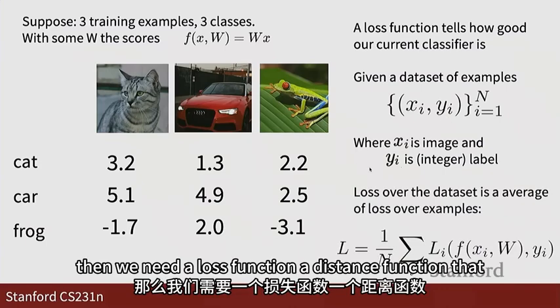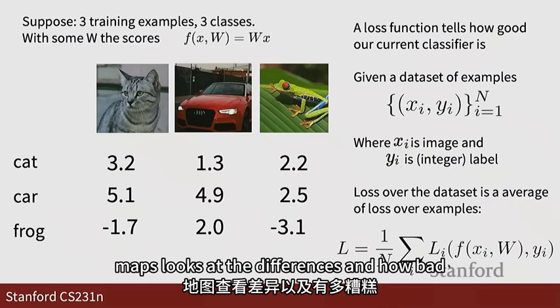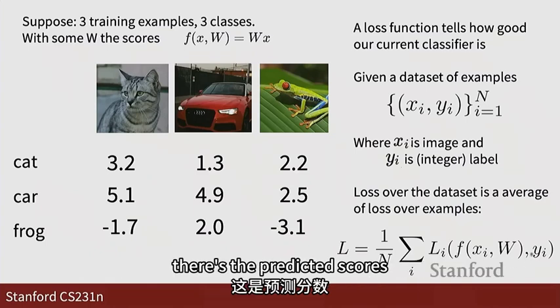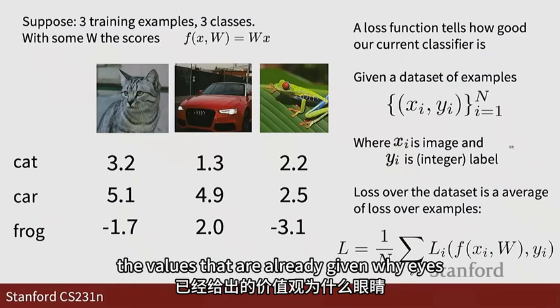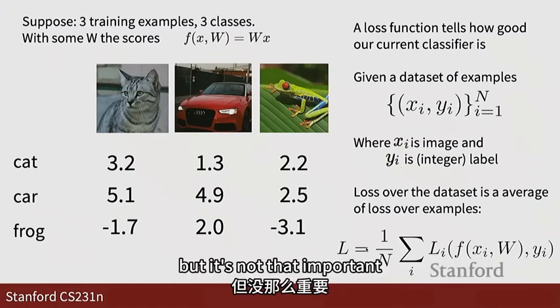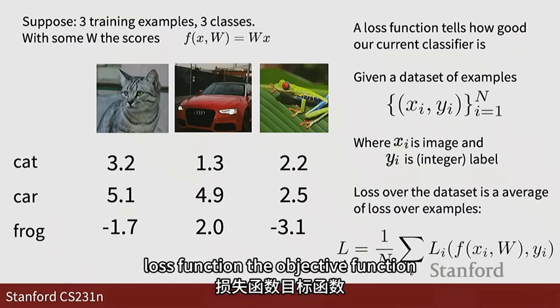And then we need a loss function, a distance function that looks at the differences and how bad the scores are compared to the ones that are predicted, the predicted scores, f, x, and w, and the ground truth values, the values that are already given, yi's. We often normalize them based on the number of samples as well, but it's not that important. So this defines the loss function, the objective function.